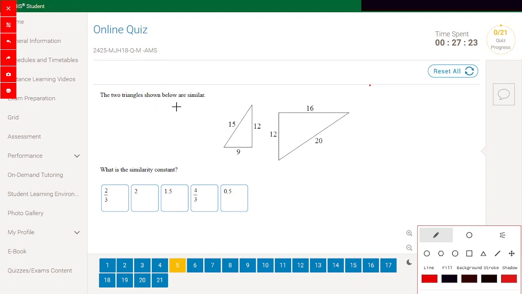The two triangles shown below are similar. Similar means that two triangles have the same shape. For example, these two triangles are right triangles, but the sides and the angles may have different size.